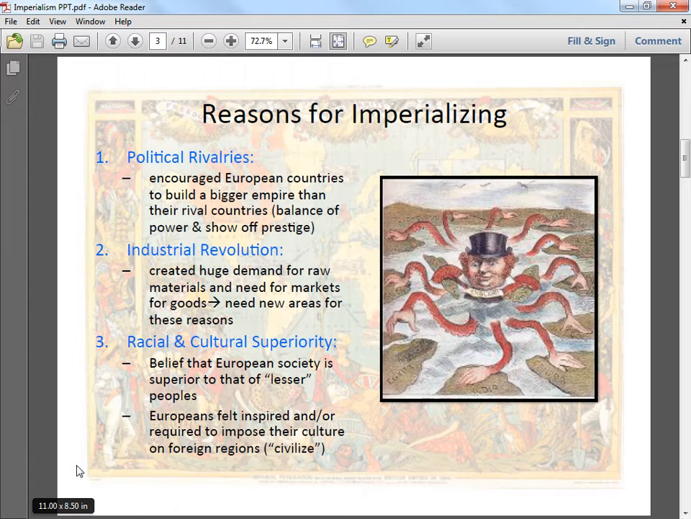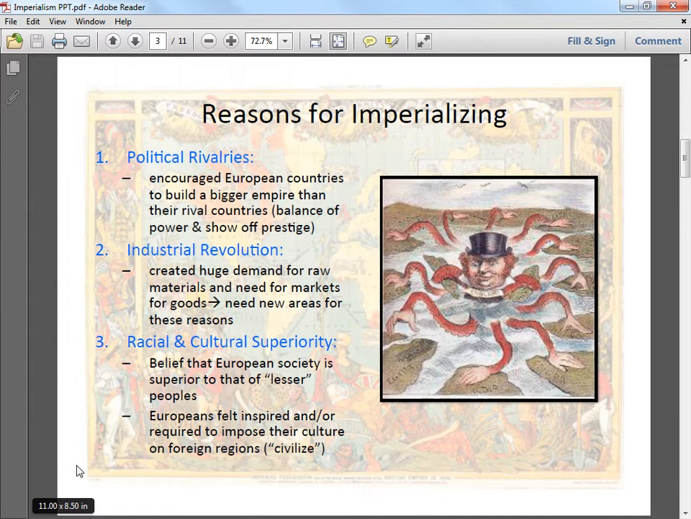And the big reason is they need the raw materials. The entire British cloth-making industry relies on the cotton grown in the southeast United States and picked by slave labor. They need the raw materials from the colonies in order to meet the demand for the manufactured goods that Europeans are creating. And third is racial and cultural superiority.